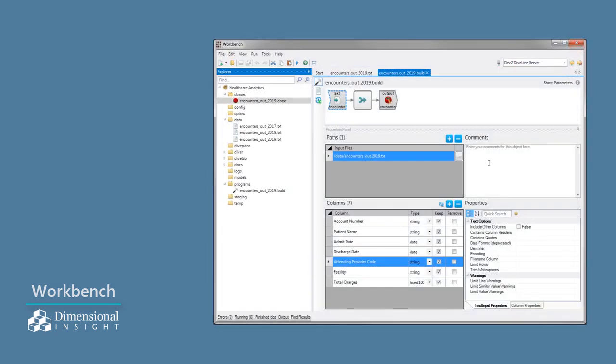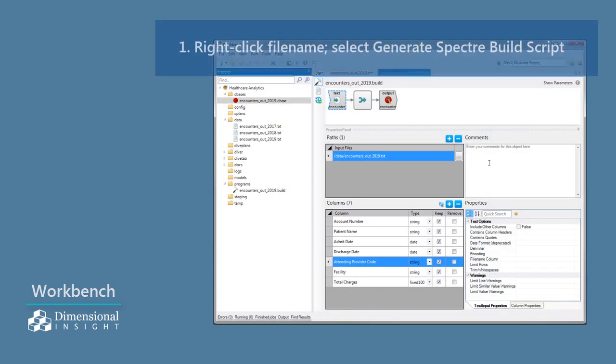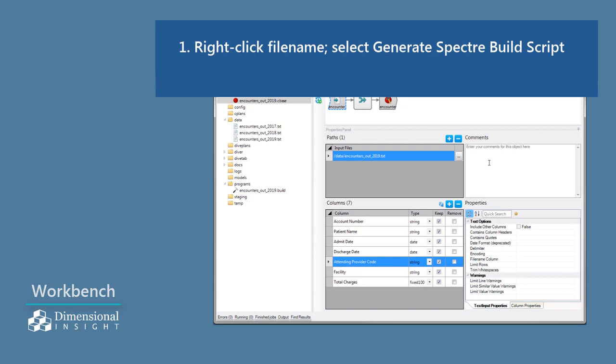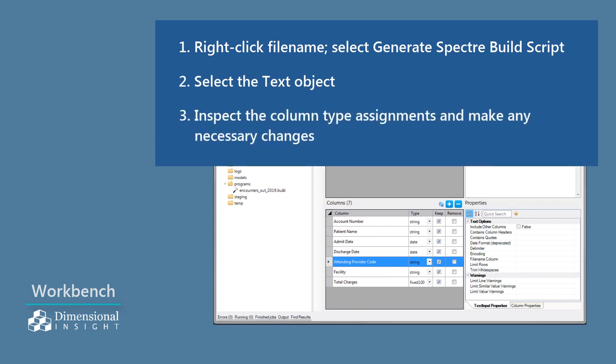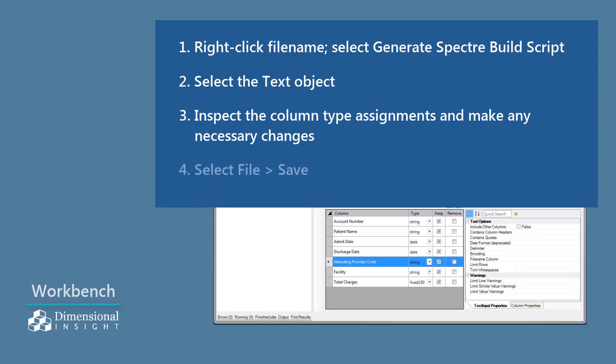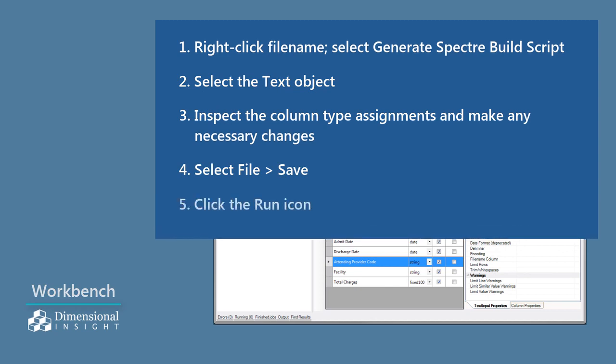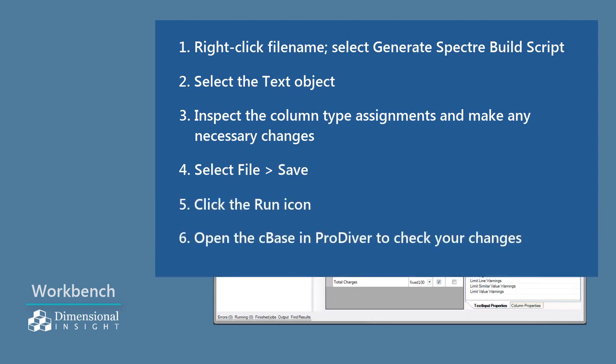So that's how you create a cBase from a text file. You right-click the name of your text file and select Generate Spectre Build Script. Select the text object in the Task Flow panel. Inspect the column type assignments in the Properties panel and make any necessary changes. Save the build script by selecting File Save. Click the Run icon and open the resulting cBase in ProDiver to make sure your cBase is as you want it to be.